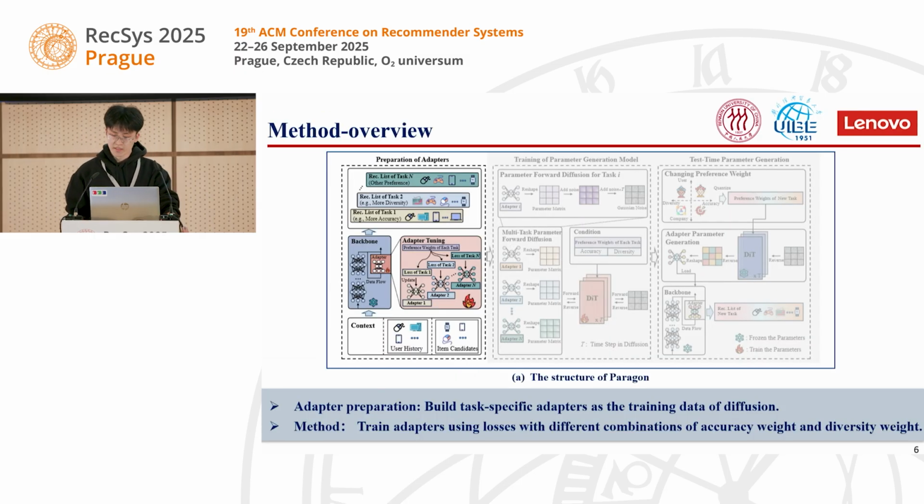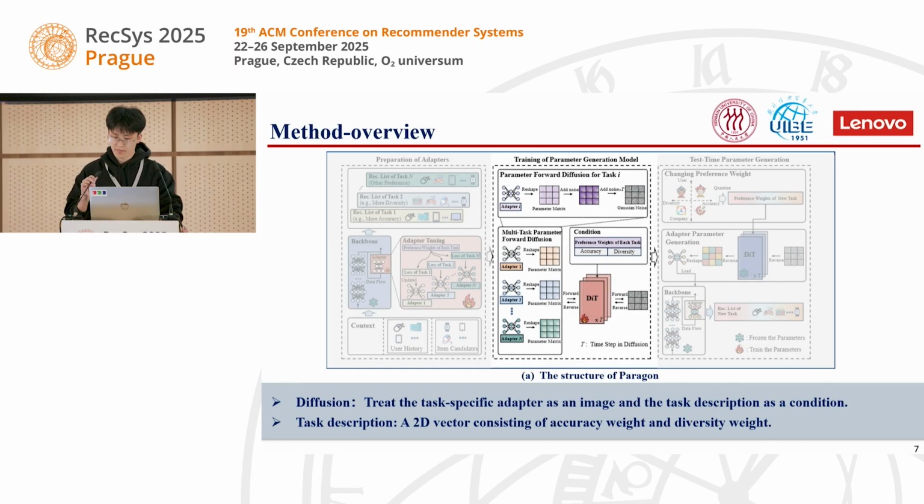To achieve this, we designed Paragon. Its workflow, as shown in this diagram, is divided into three core stages. Stage 1, preparation of adapters. Instead of generating an entire massive model, we focus on generating a lightweight adapter. As you see on the left, we split the model into a fixed backbone for foundation ability and a trainable adapter. We then train a set of adapters for various task requirements, such as 90% accuracy and 10% diversity. These adapters serve as the training data for our generator.